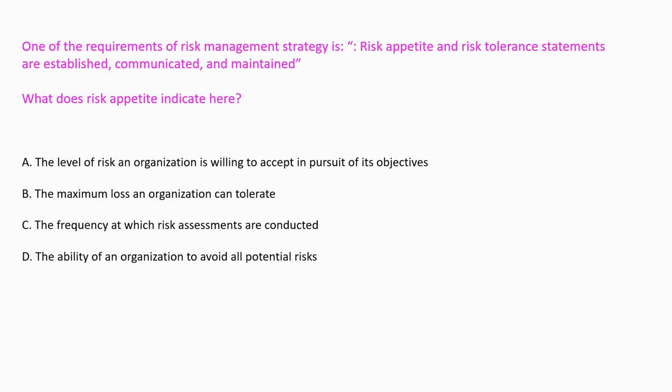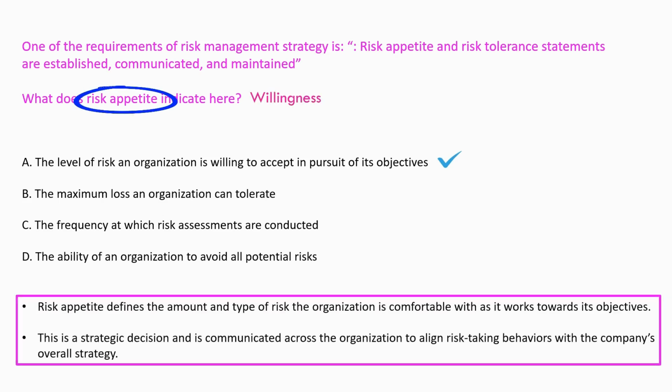Next question. One of the requirements of risk management strategy is that risk appetite and risk tolerance statements are established, communicated, and maintained. What does the risk appetite indicate here? The correct answer is option A, that is the level of risk an organization is willing to accept.